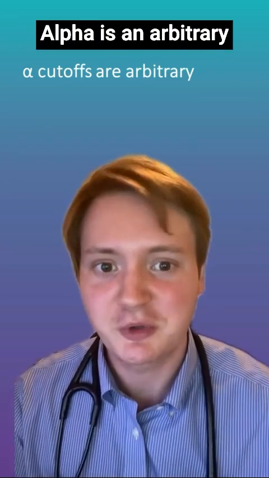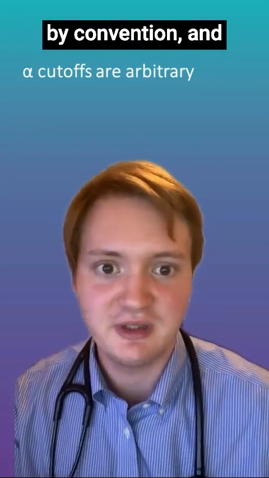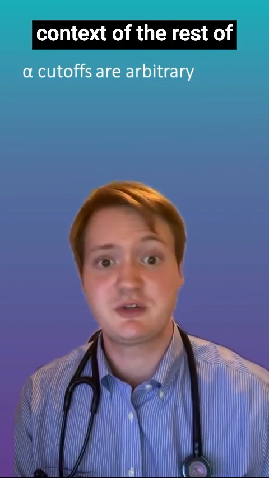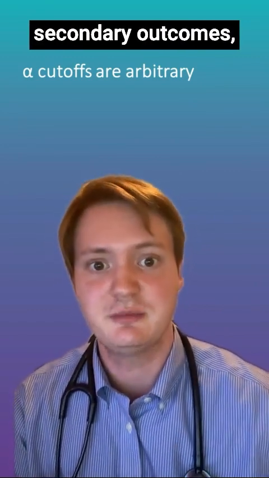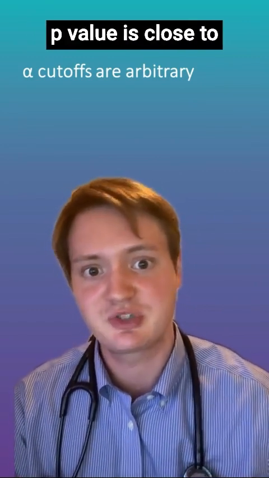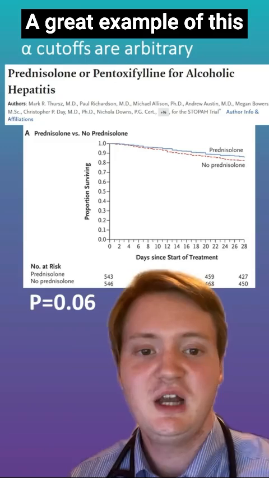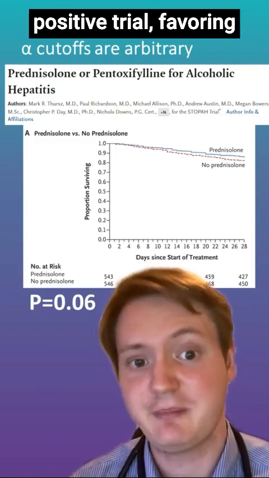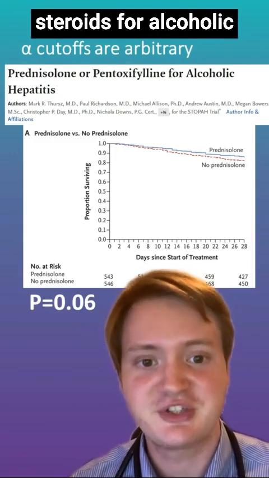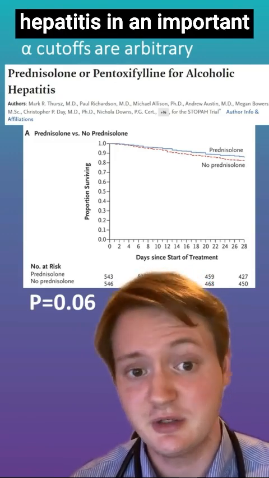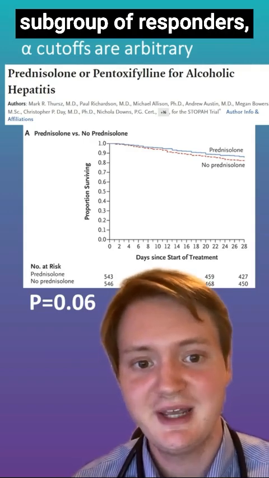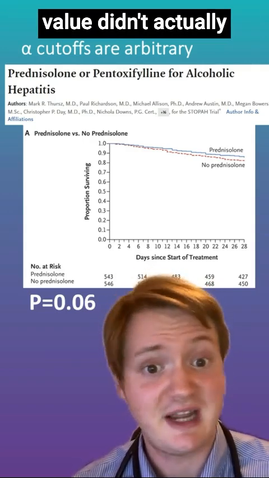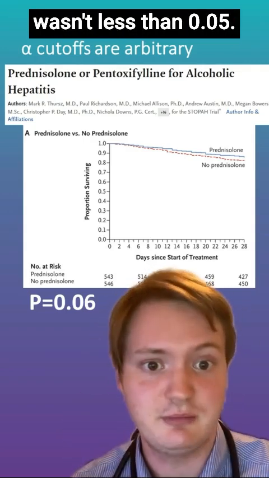Alpha is an arbitrary cutoff that we use by convention and should be taken in the context of the rest of the trial, including its secondary outcomes, especially when that p-value is close to the cutoff of 0.05. A great example of this is STOP-AH, which is widely regarded as a positive trial favoring steroids for alcoholic hepatitis in an important subgroup of responders, even though the p-value didn't actually meet significance. It wasn't less than 0.05.